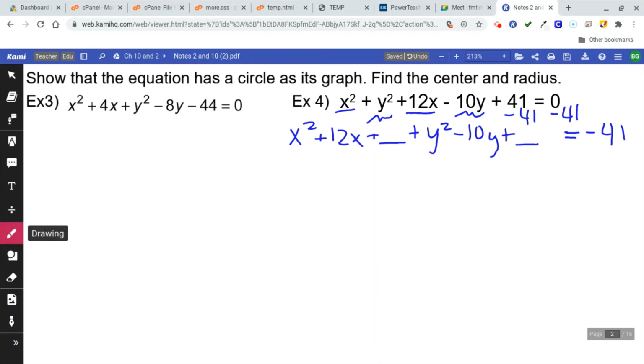We're going to have to do it twice. So we check out this middle term right here, 12, and the process says take half of that number, which is 6, and then square that number, which is 36. That completes the square. X squared plus 12x plus 36 is x plus 6 squared.